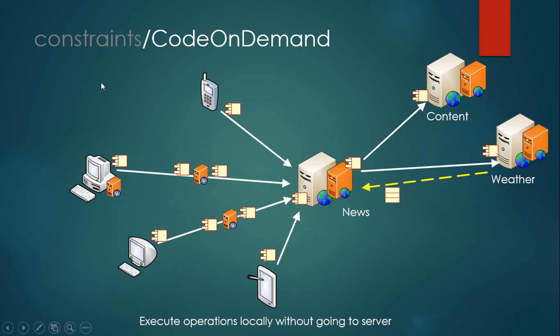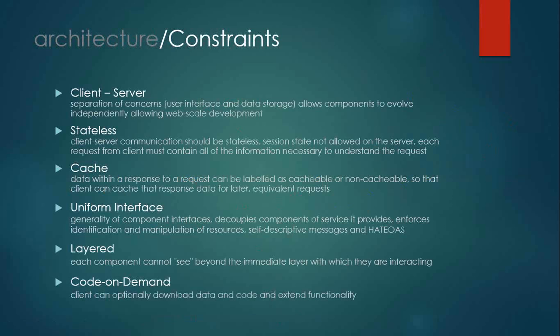So let us summarize once again all the REST architecture constraints that we discussed. We discussed client-server, which is a separation of concerns, mainly in terms of user interface and data storage, which allows components to evolve independently, allowing web scale development, and which also makes the servers know nothing about the client, and only the client knows about the server. The second constraint, stateless. Client-server communication should be stateless. Session state is never allowed to be on the server. Each request from the client must contain all the data or information necessary for the server to process.